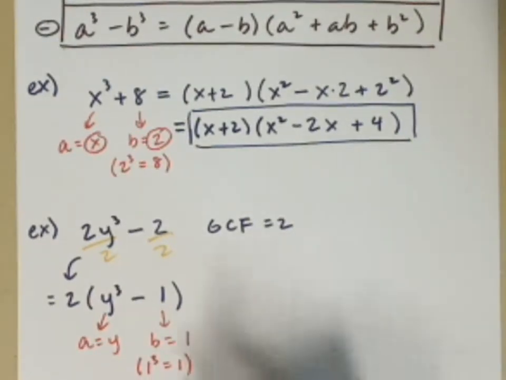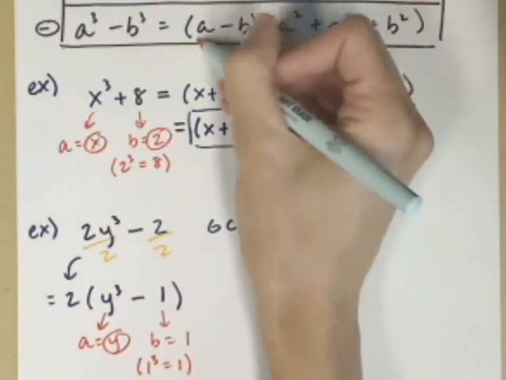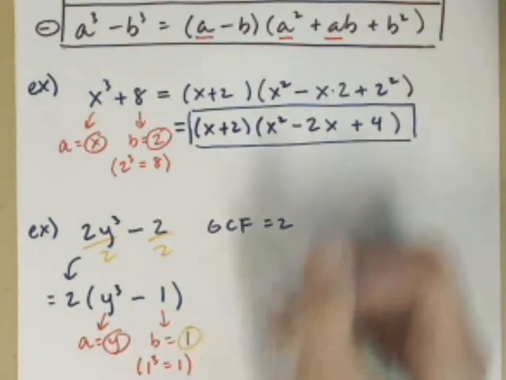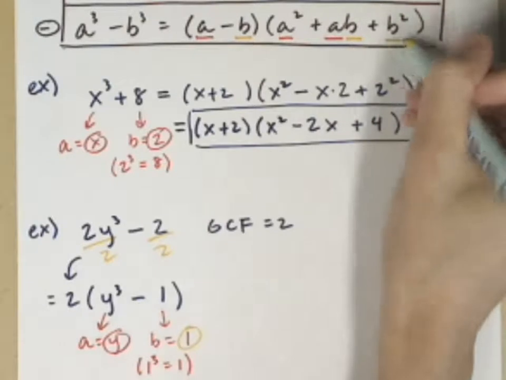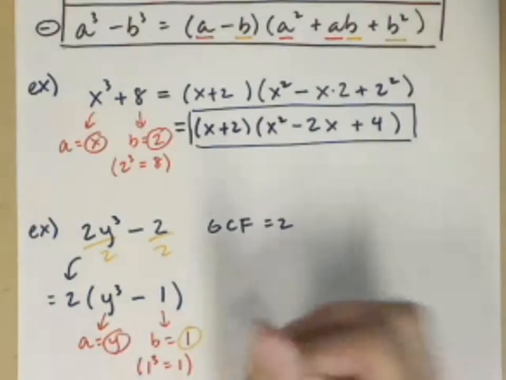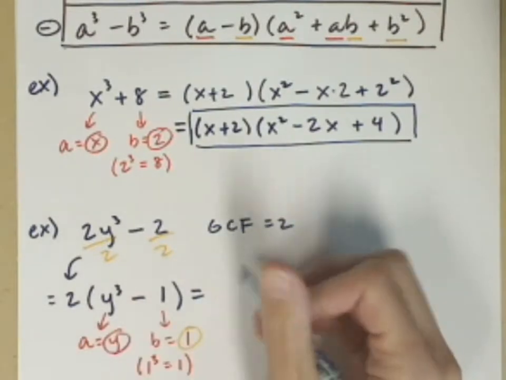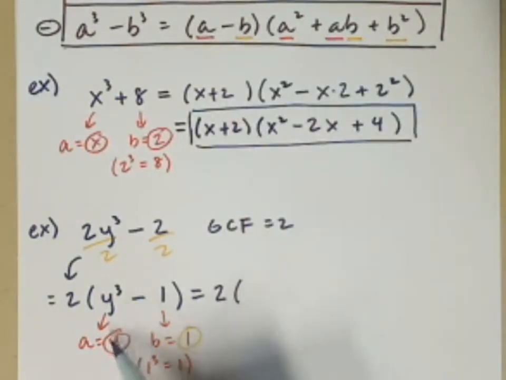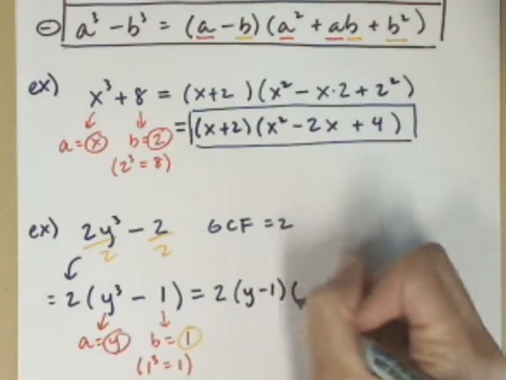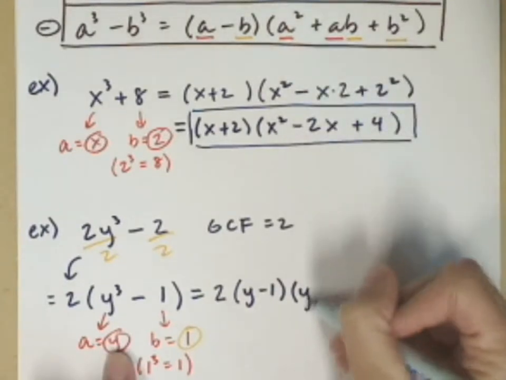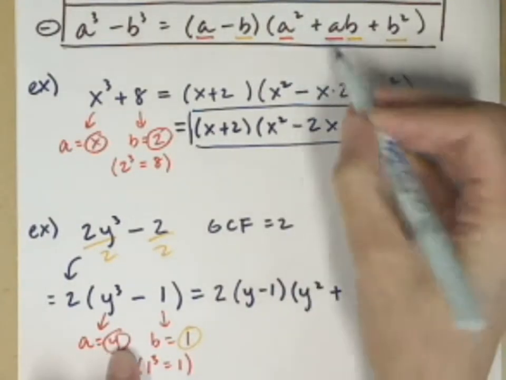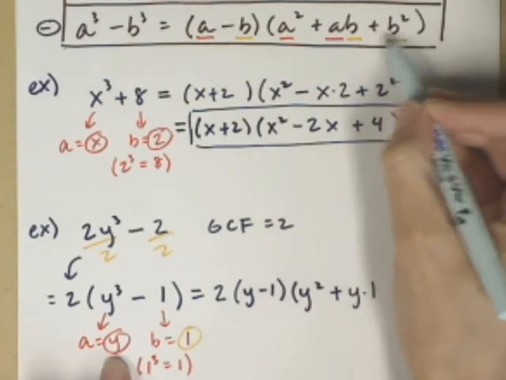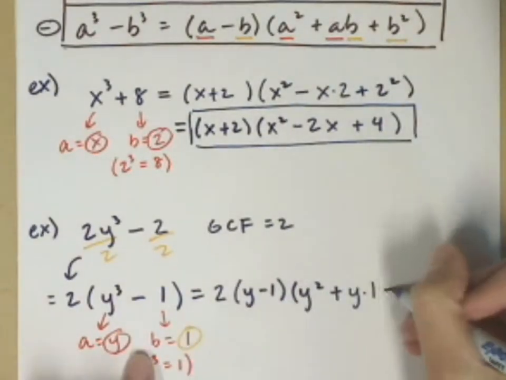So in my formula, wherever I see an a, I'm going to replace that with a y, so here, here, and here. And wherever I see a b, I'm going to replace that with a 1. In my factorization, I remember to pull the 2 along since that's my GCF, so it's going to be 2 times the difference, a minus b, but now a and b are y and 1, so y minus 1. And then I need a squared, so that's y squared, plus comes next, a times b, which is y times 1, and then plus b squared. So b is 1, so plus 1 squared.